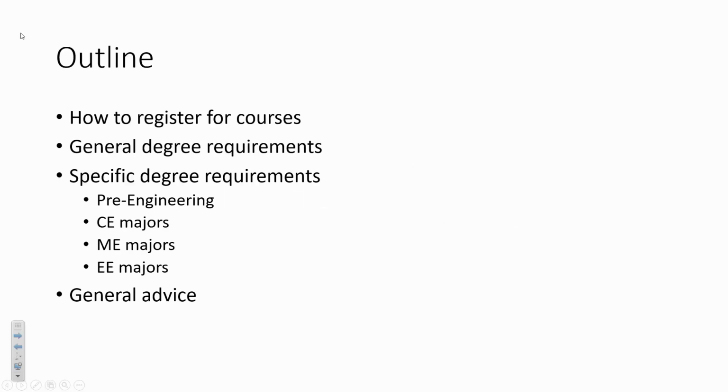So let me go through what I'm going to talk about today. I'm going to talk about how to register for classes. That's going to be the big part of the presentation, specifically what it is that you need to do. I'm going to talk about general degree requirements as well as some specific degree requirements for each of the majors in engineering. This is a little outdated because I actually have a slide here for the biomedicals in the room as well. And then I have some general advice for you, not just for figuring out classes for next semester, but for your time here at Marshall overall.